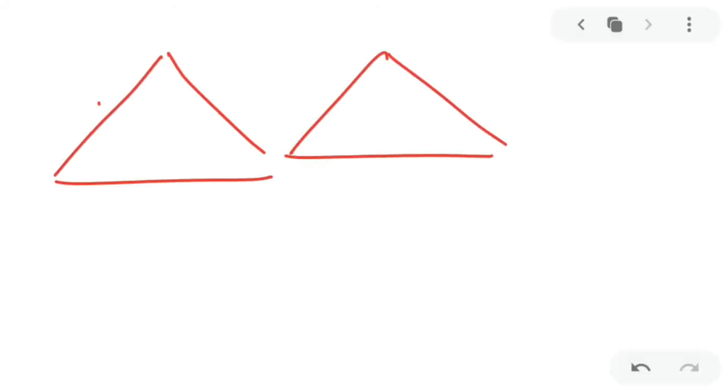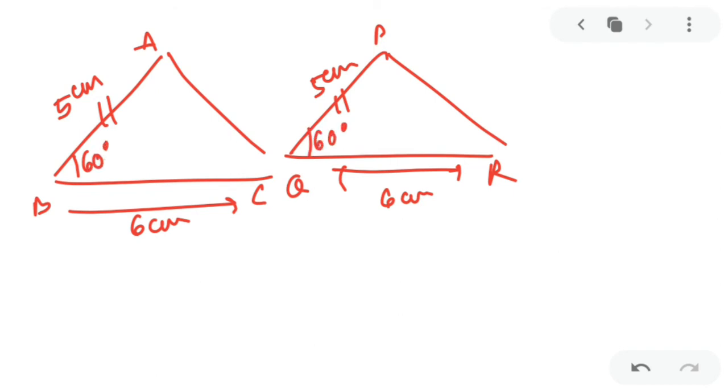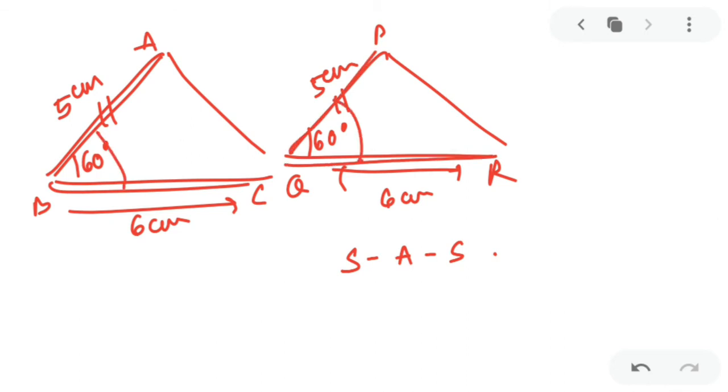Suppose if I give you two triangles, in that I am giving you this side AB is equal to PQ, both are 5 centimeter. And if I give you BC and QR are 6 centimeter. And in between you have angle which is 60 degree. So my dear kids, such kind of triangles will be congruent by which test? It will be side, angle, side. As you can notice that there are two sides and in between you have an angle.